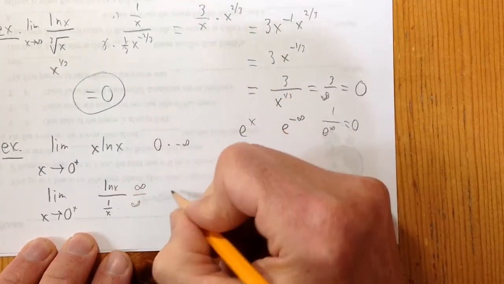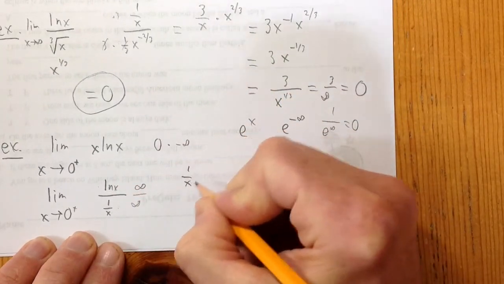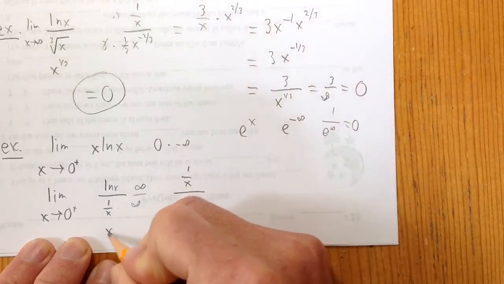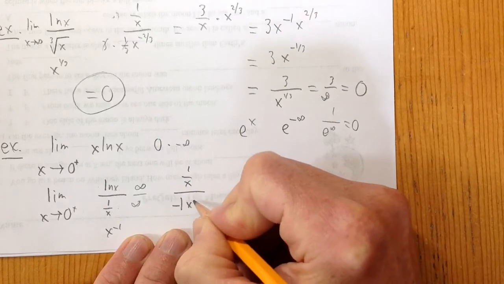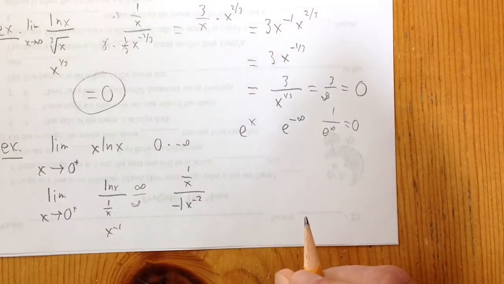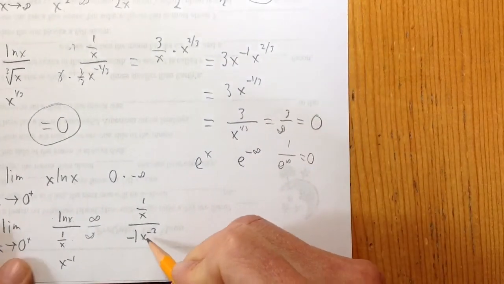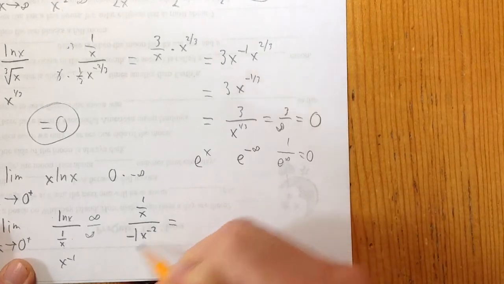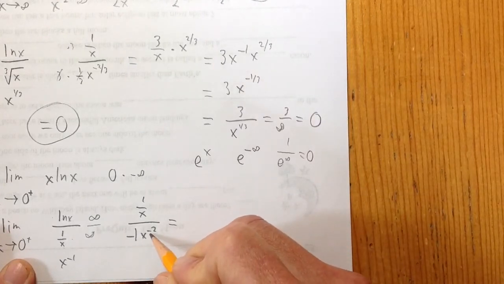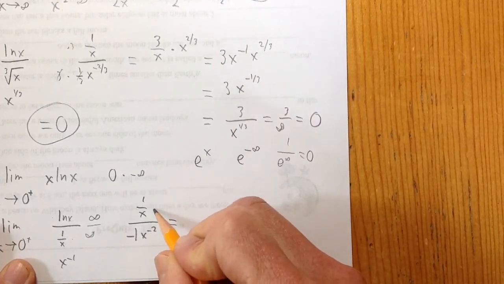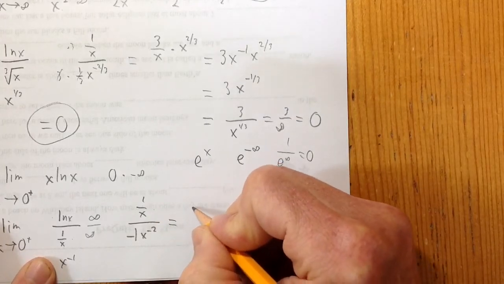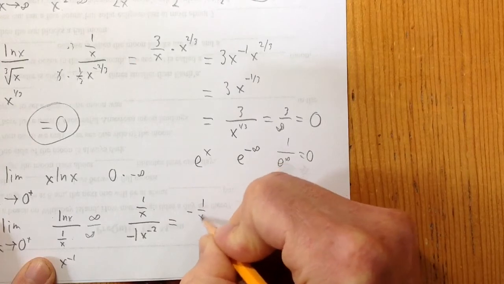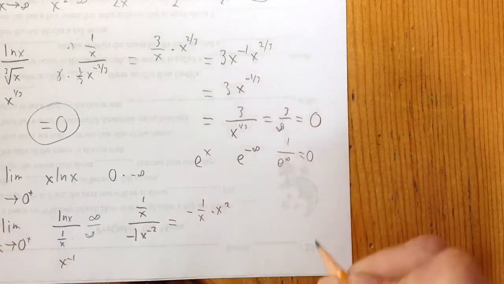So what's the derivative of ln of x? We get 1 over x. This is x to the negative 1, right? So the derivative of x to the negative 1 is negative 1 x to the negative 2. Okay, let's rewrite that. It's negative, and x to the negative 2 in the bottom is like x squared in the top. So this is the same thing as negative 1 over x times x squared.